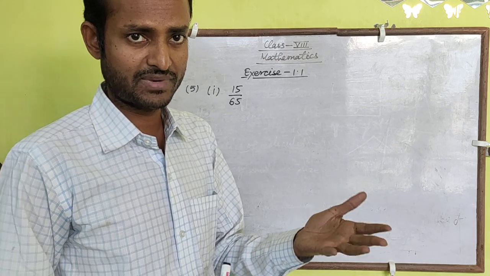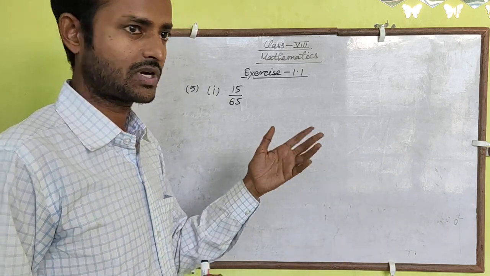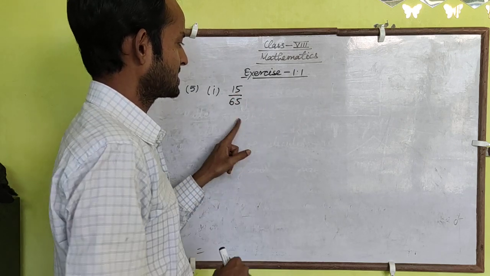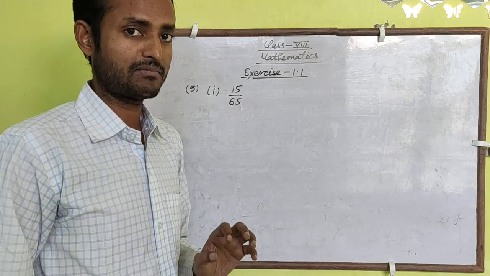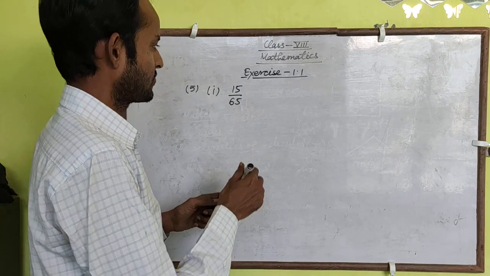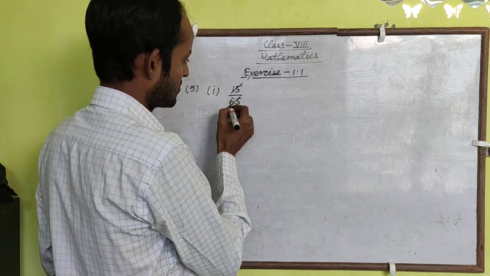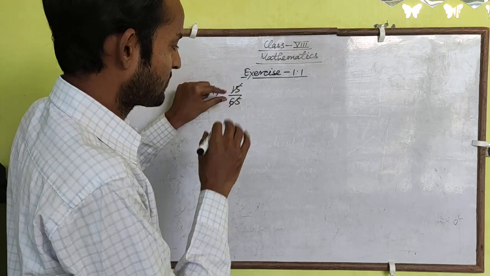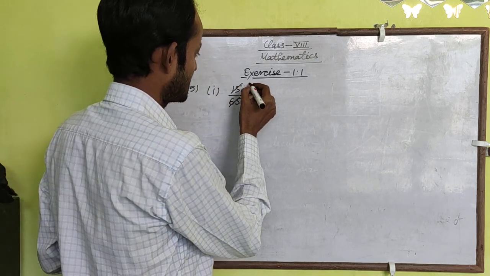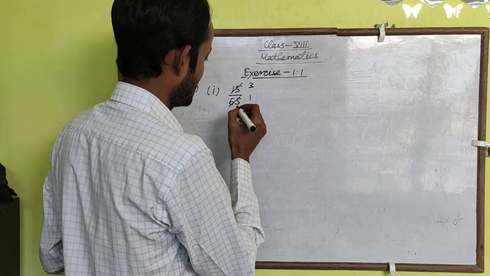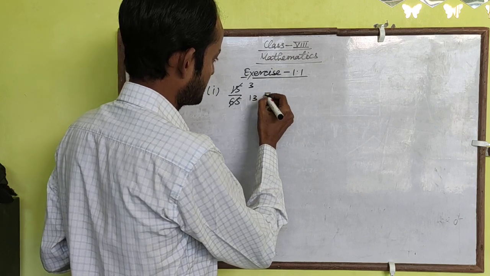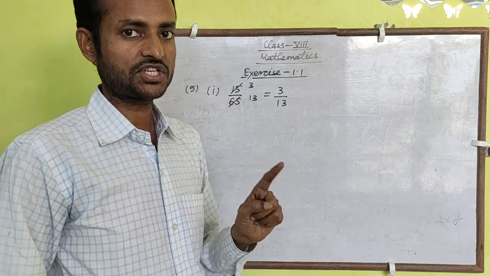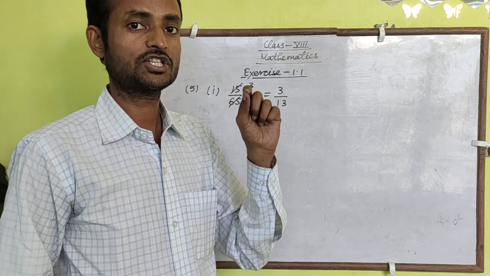Otherwise, if your mathematics is good, then you can cut both the numbers by a single number. Here we can cut by 5. We can cut those numbers with 5. 5 times 3 is 15, 5 times 1 is 5. It means 3 upon 13. This is the standard form of the rational number.